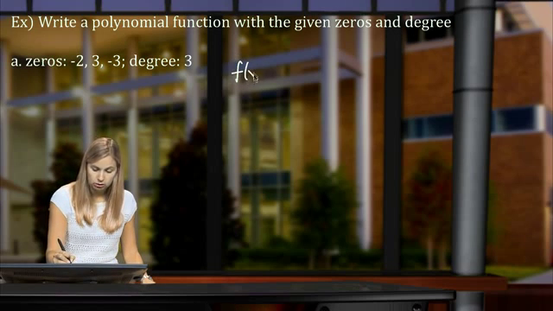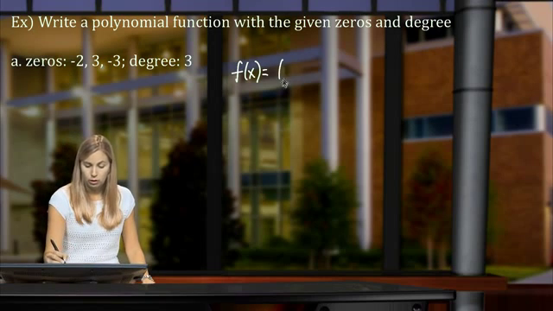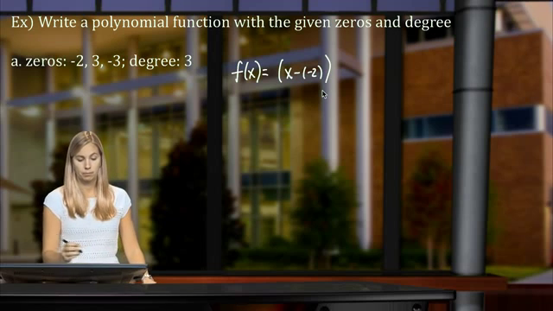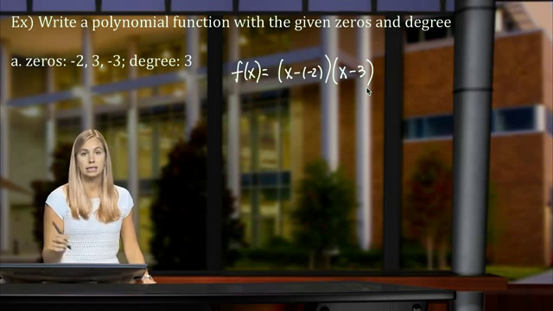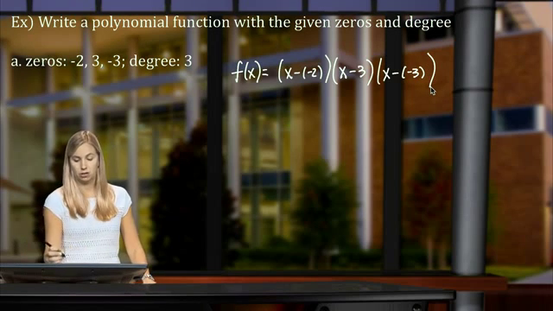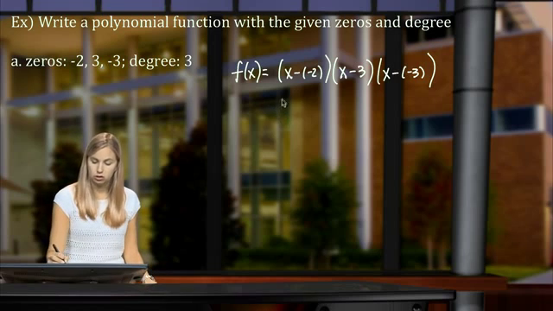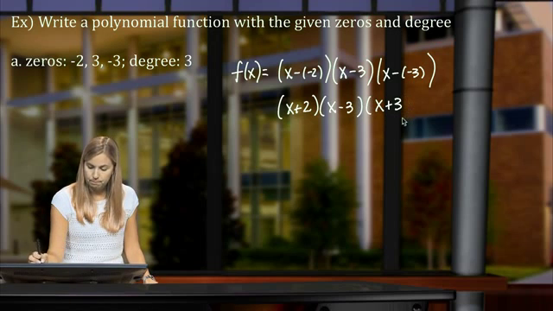So our function could look like this. If negative 2 is a 0, x minus negative 2 is a factor. If 3 is a 0, x minus 3 is a factor. And if negative 3 is a 0, x minus negative 3 is a factor. Now we're going to simplify these first and last factors. So we have x plus 2, x minus 3, x plus 3.